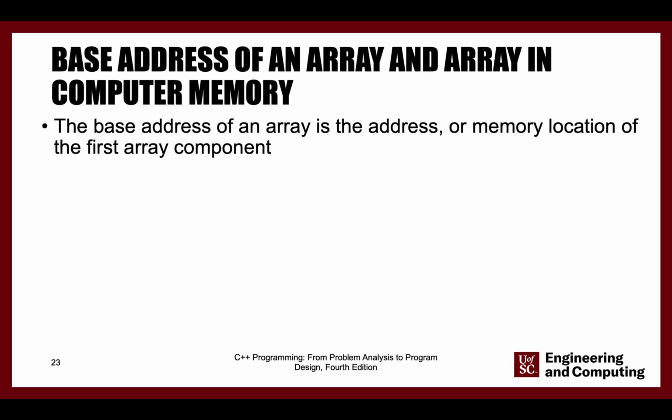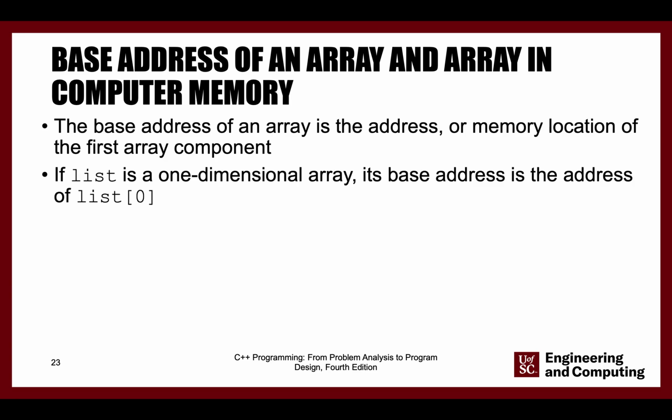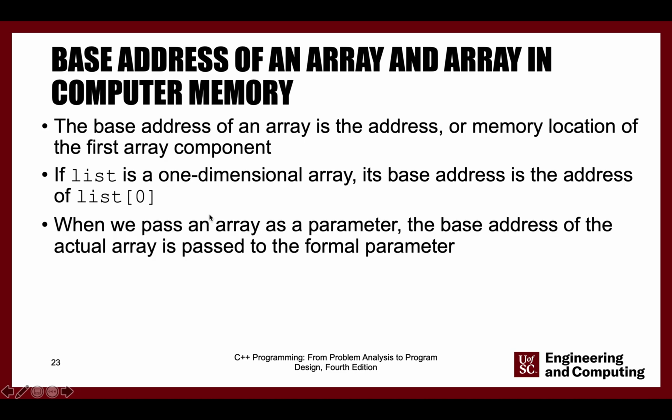So the base address of the array is the first array component. If you were to print out the memory location of an array, you would get the memory location of the first element. Right? So if list is a one-dimensional array, then the base address is the address of list at 0. And so when we pass an array as a parameter, we're actually passing that base address.